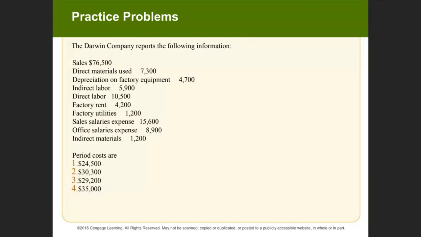So now they want us to calculate our period cost. And period, you could think of like a period of months. You have product cost and you have period cost, so they're different.